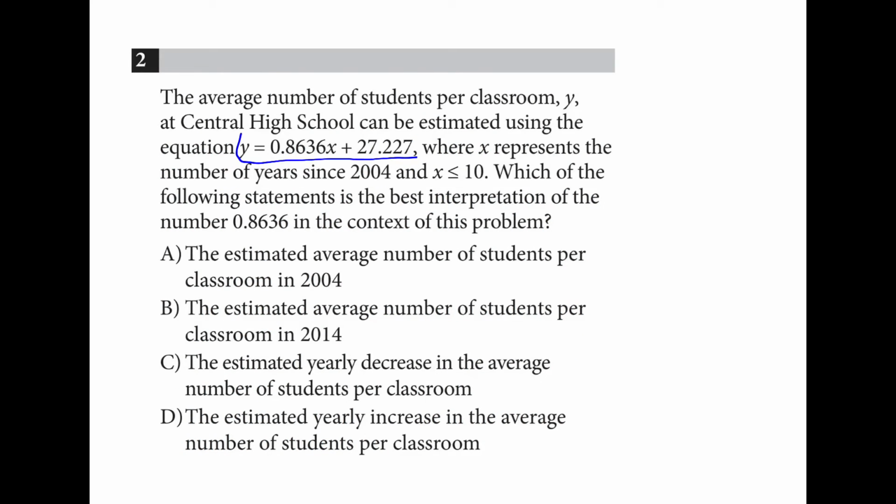We have an equation for the average number of students per classroom at a particular high school. And since this slope is positive, that means the number of students is increasing. And the slope is always the coefficient in front of the variable, and what we started with is the number or the constant all by itself. So we're looking for an average number of increase, or average yearly increase, which is down here.